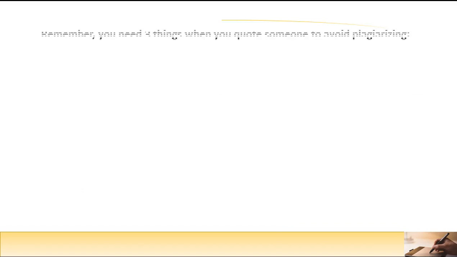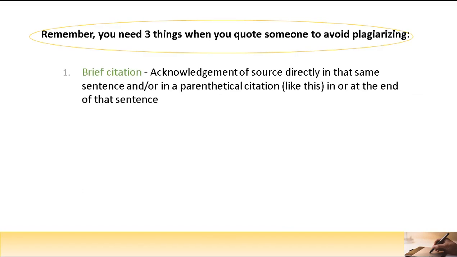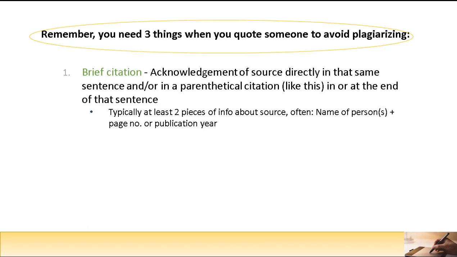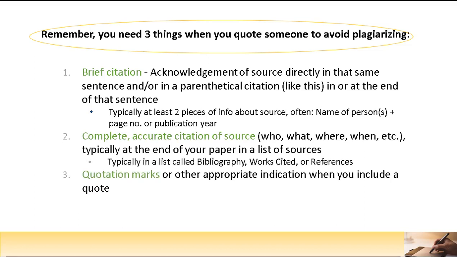So remember, you need 3 things when you quote someone to avoid plagiarizing: a brief citation, which is usually at least 2 pieces of information about that source, a complete and accurate citation of the source, and quotation marks or other appropriate indication when you include a quote. And that's it.